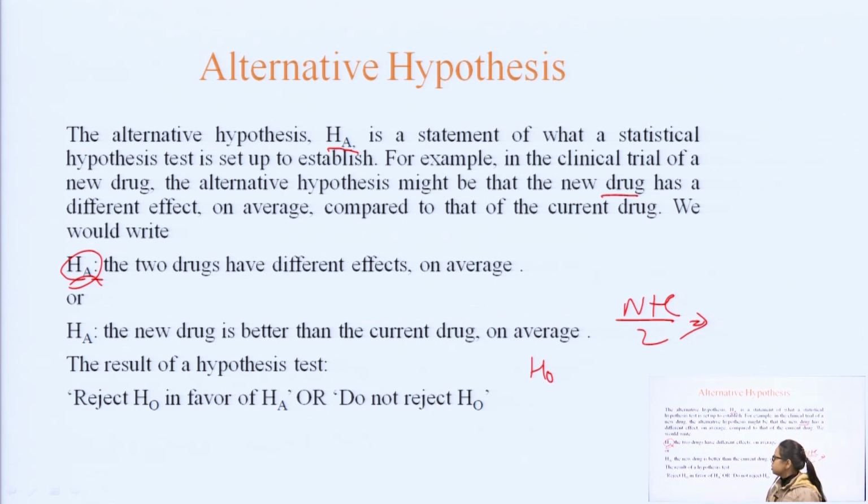So, the result of a hypothesis test is to reject H naught in favor of HA, or do not reject. It means there is a probability. H naught is the null hypothesis and HA is the alternative hypothesis. Reject the null hypothesis in favor of the alternative hypothesis, or do not reject the null hypothesis.